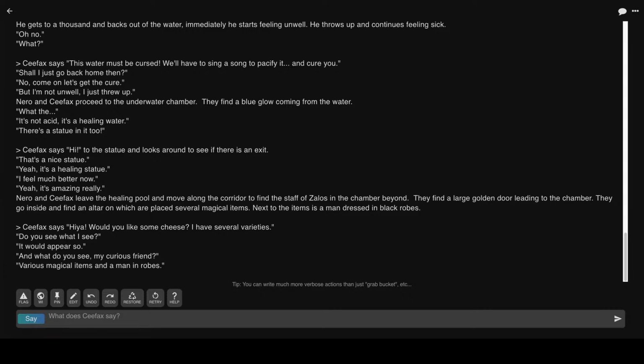It would appear so. And what do you see, my curious friend? Various magical items and a man in robes. Nice and to the point. Unless that was Nero saying, "Do you see what I see?" Possibly. I like to imagine it's the old man because it sounds more mystical. Again, the AI refuses to acknowledge my cheese.